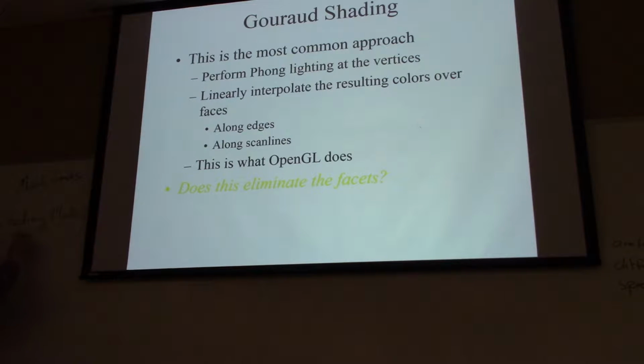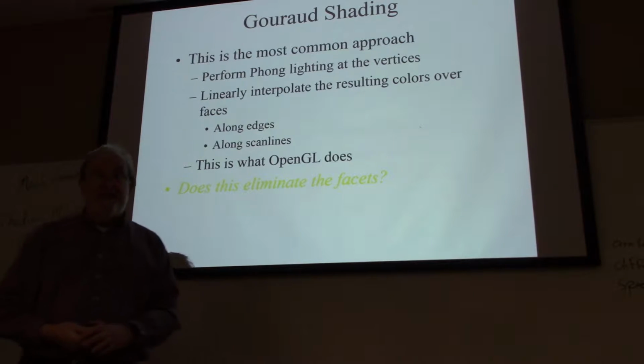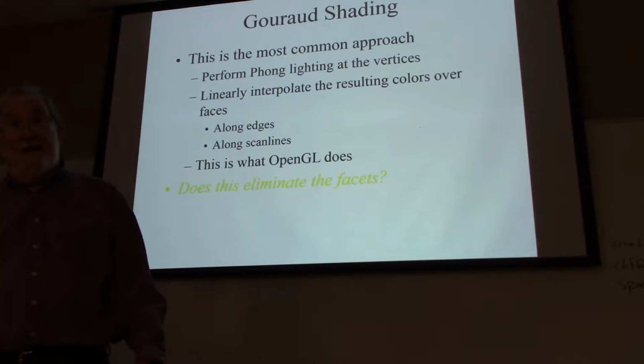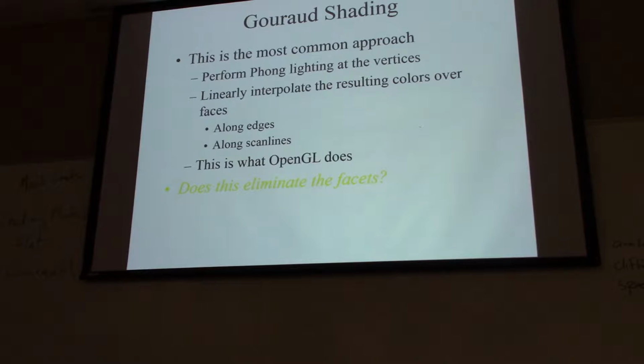The first one is the flat model. The second one is the Gouraud model. Gouraud's, G-O-U-R-A-U-D. Okay, Gouraud model. What the Gouraud model says is that we're going to calculate at each vertex the average of all the surfaces that are touching that vertex, calculate the average normal, and then calculate the appropriate shading at that normal.